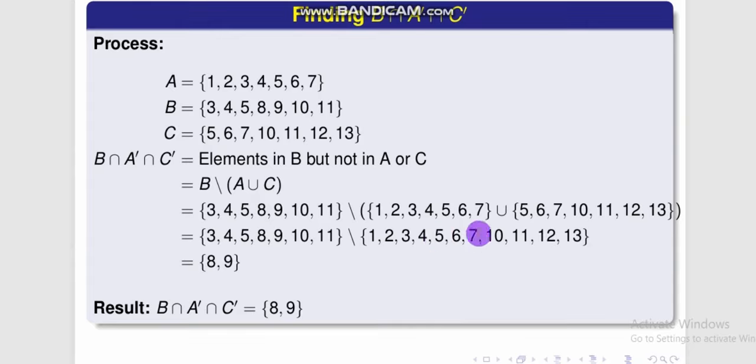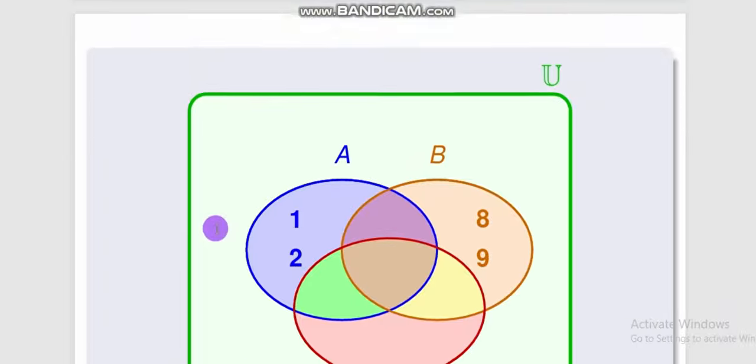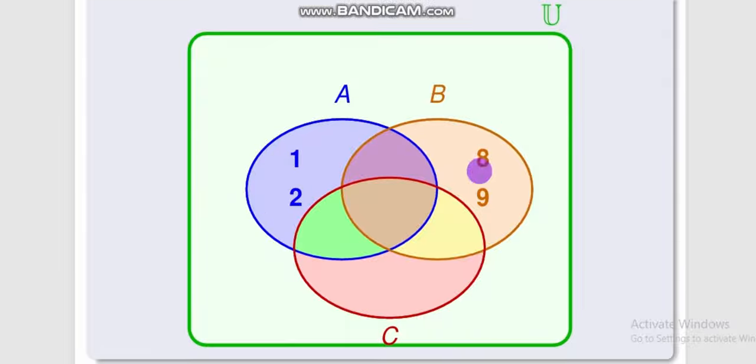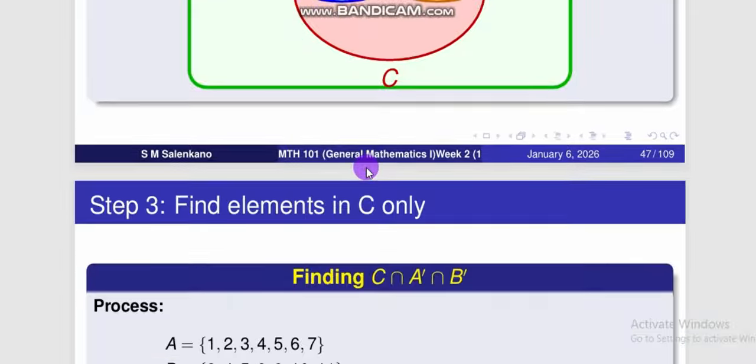You see, after 7 you just have 10. So you have 8 and 9, but 10 and 11 are all found here, so we leave them. So we have only 2 elements again. Okay, 8 and 9. So we go to the region that we have B only. You see, we write 8 and 9. Interesting. Moving on, we have just done 2 regions.